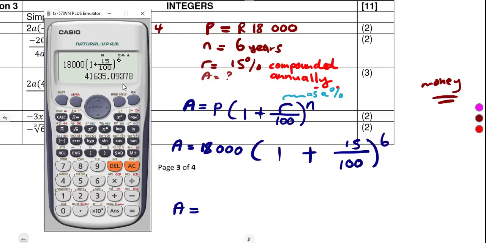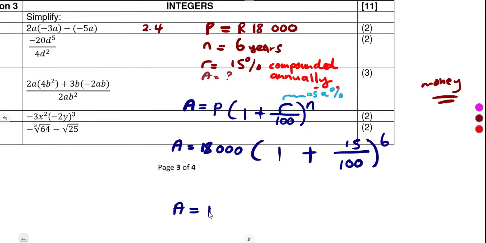So this is the answer that you're going to get to 2 decimal places. We can also fix our calculator. Shift, you go to the setup, then Fix is number 6. So we're going to press 6 to 2 decimal places. We press 2. So it gives our answer to 2 decimal places. So that is what you're going to get, 41,635.09. So that is our accumulated amount after 6 years.